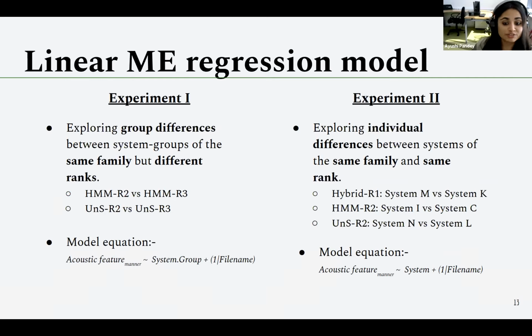A change in feature value can be attributed to the system group or the individual system, depending on the experiment. Now here, it must be carefully noted that the feature value calculated for the natural voice was considered the reference point or the intercept in each case. The deviation from this voice was the comparative metric across which different behaviors of groups were recorded.